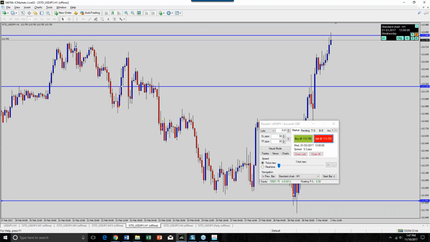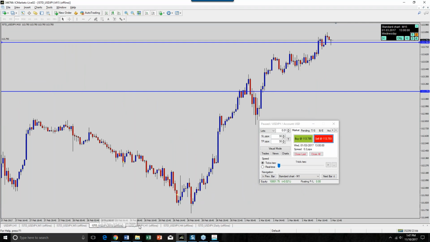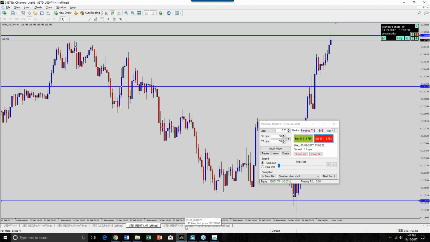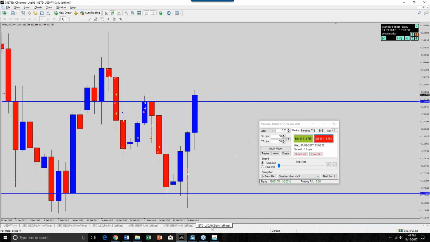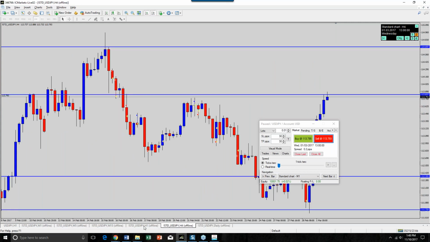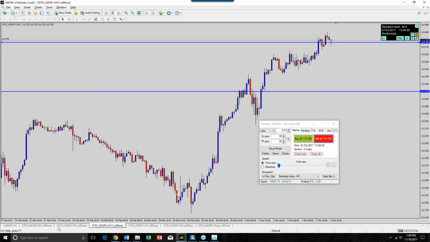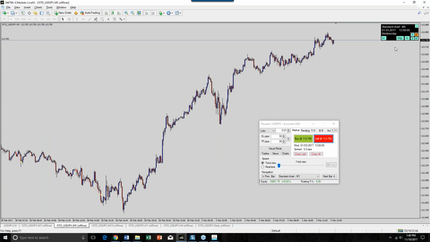All right, 6 a.m. North American session on a Wednesday. This is going to be fun because I don't know what's happening here. So let's take a look. Hourly just pulled off that resistance level. 4 hour, we're at a resistance. We're at resistance everywhere. This is a pain. So I don't have a trade yet.